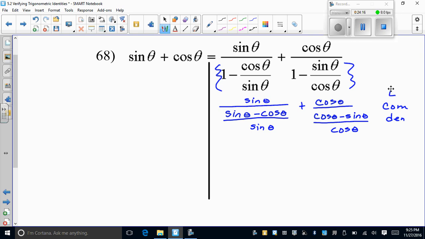Okay, this is the numerator. This is the denominator. And if you have the fraction in the denominator, this guy here really goes in the top. So we're going to have sine squared of theta over sine minus cosine. Same with this one, the cosine is going to come up top, so plus cosine squared of theta over cosine of theta minus sine of theta.